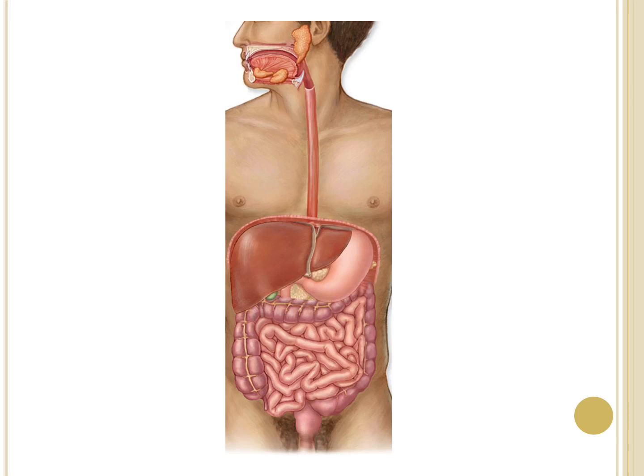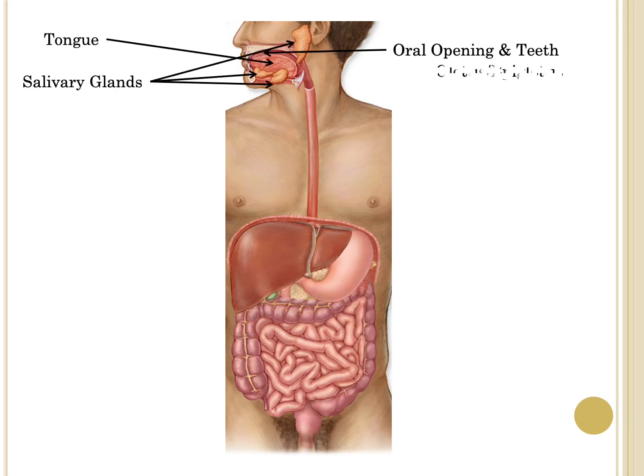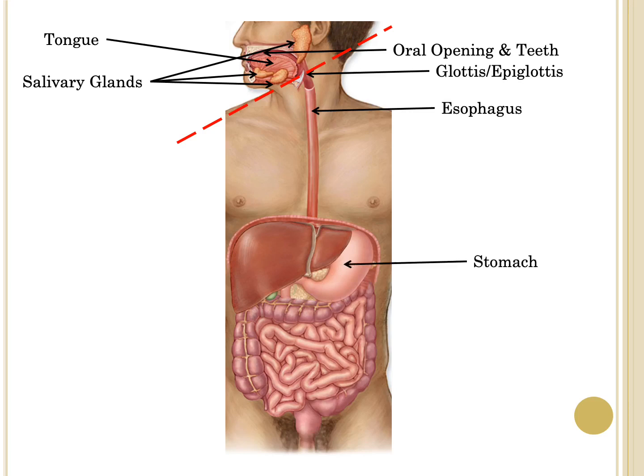within the system. And so we'll start with what's usually referred to as the oral opening or the upper part of the digestive tract. This part itself is not part of the actual alimentary canal. This is going to include things like the tongue, the salivary glands, all of the various teeth. It ends at the glottis and epiglottis. That's going to separate the respiratory tract from the digestive tract in terms of anatomy.